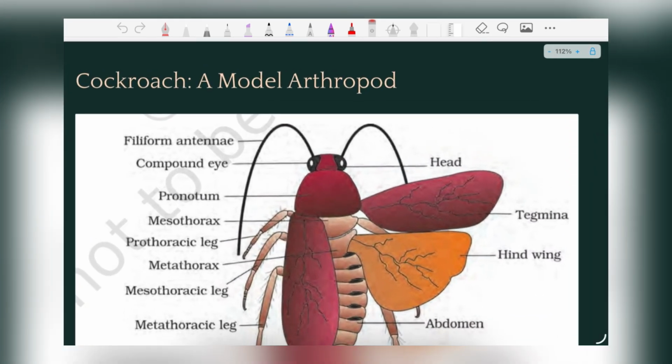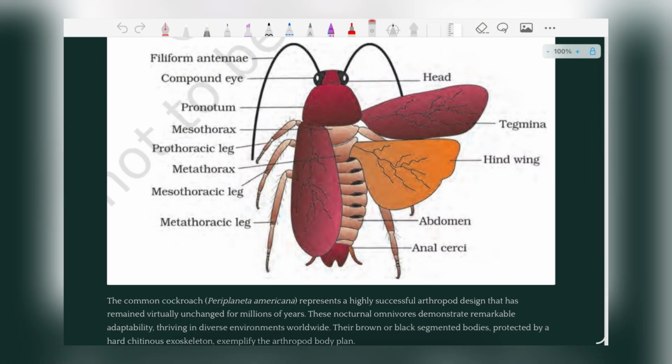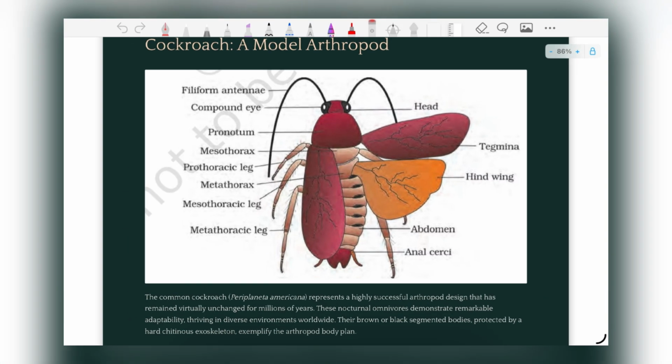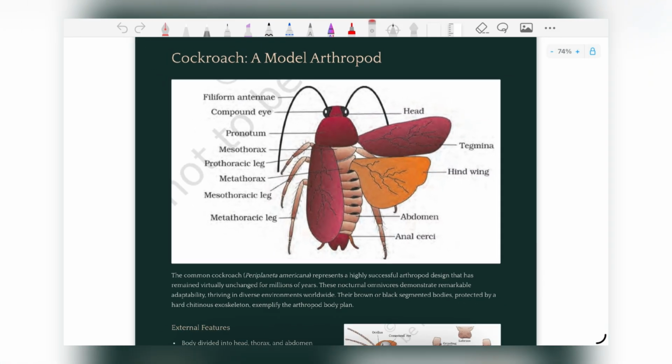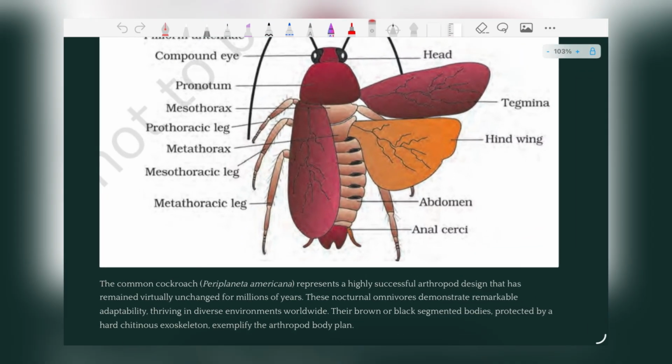Now, for the syllabus as it is included, cockroach, a model arthropod. As you know, it is an arthropod, it belongs to the phylum Arthropoda. The common cockroach, Periplaneta americana, represents a highly successful arthropod design that has remained virtually unchanged for millions of years. As you can see over here, what is Periplaneta? This is the genus, and this is the specific epithet, the species epithet.